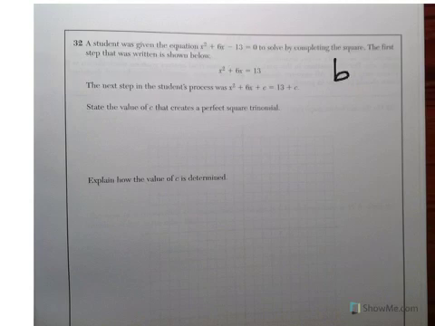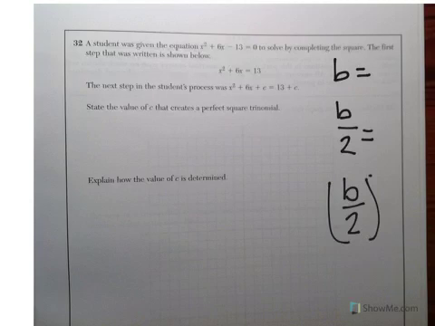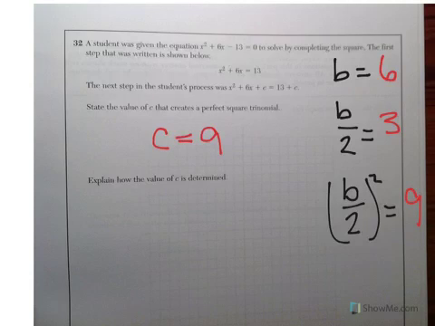So, what you have to do is list your b value, your b over 2 value, and your b over 2 squared value. Start with b. Your b is the number in front of x, so that's 6. Your b over 2 is your 6 divided by 2, which is 3. And your b over 2 squared is your 3 squared, which is 9. So the c value is 9. That's the number that you'll add to both sides of the equation. Explain how the value of c is determined. Well, the value of c is determined because it is b over 2 squared.